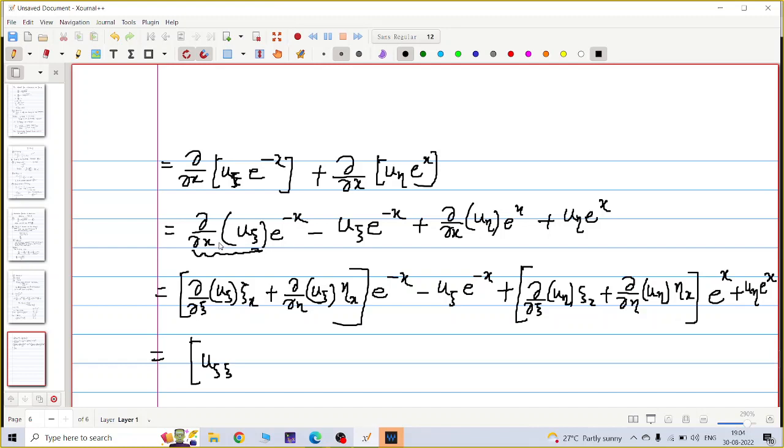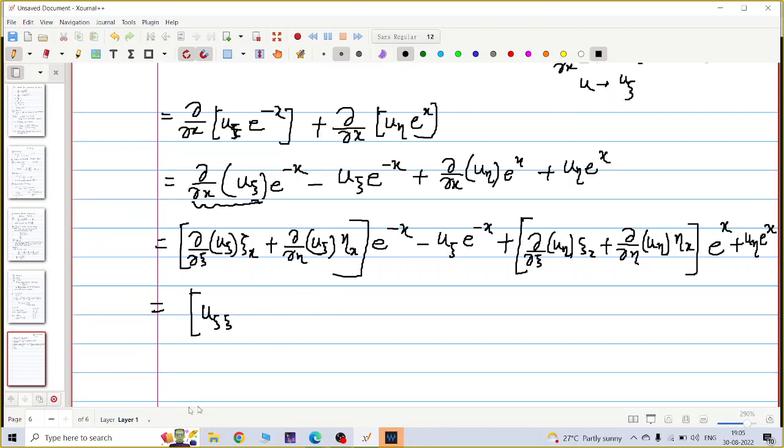That is differentiation of u xi with respect to x means what? What I wrote here: differentiation of u with respect to x is u xi into xi x plus u eta into eta x. Just now I wrote this for only u. Now replace u by u xi. I did not do anything except this.